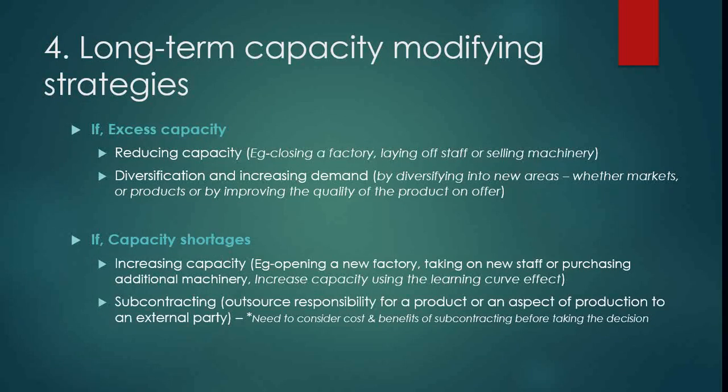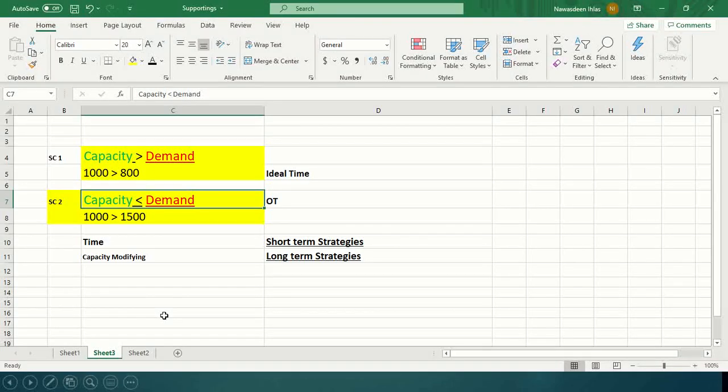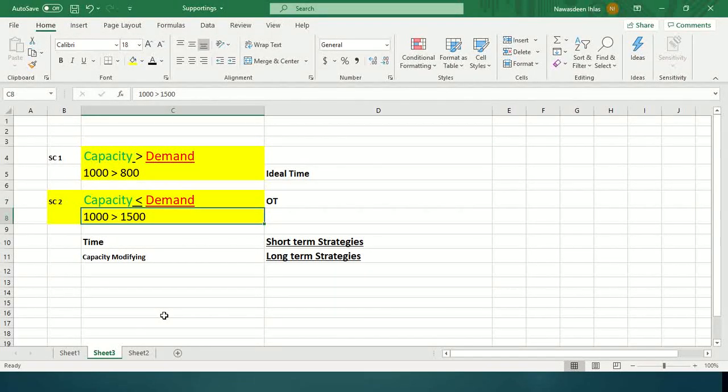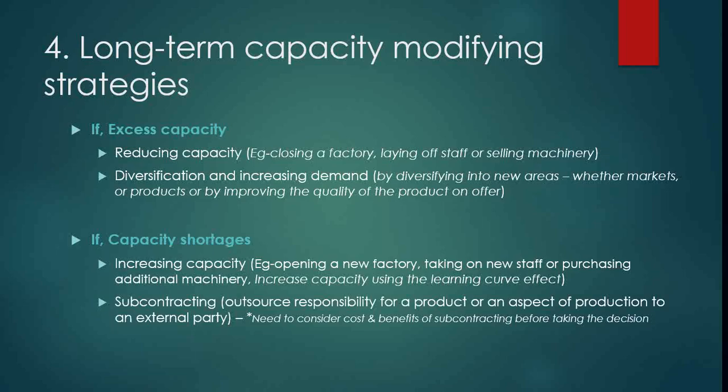Or, without acquiring on our own, we can subcontract. Which means our capacity is 1000 but demand is 1500, so 500 units we can't produce, and we can give these 500 units to someone else to produce. That is subcontracting. We give the 500 units to someone else to produce on behalf of us. So that is also one possible scenario.